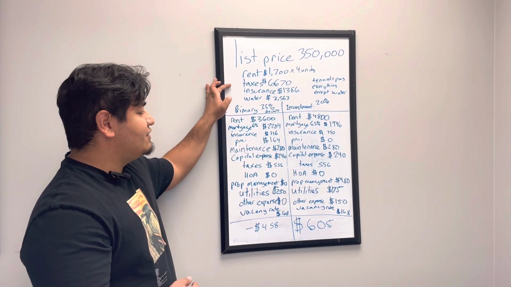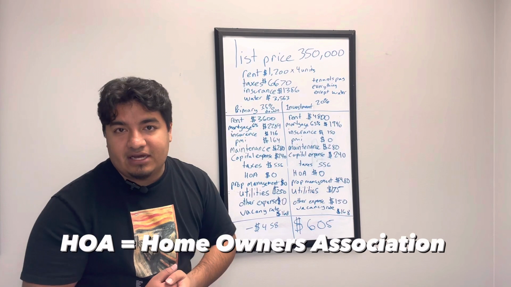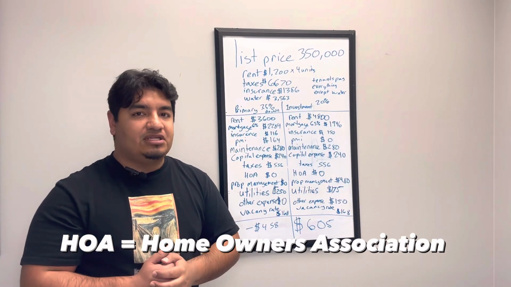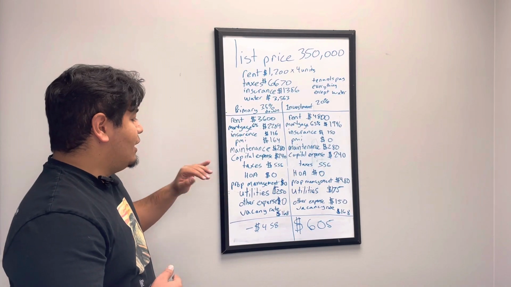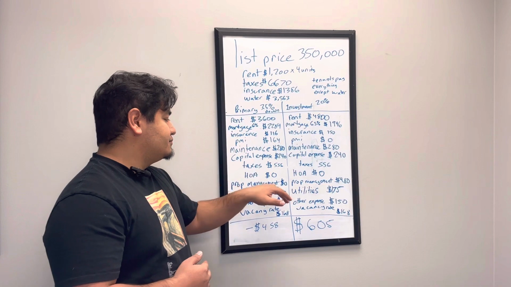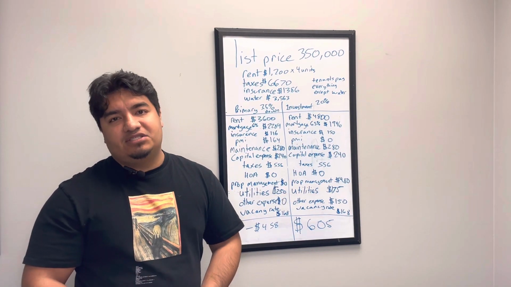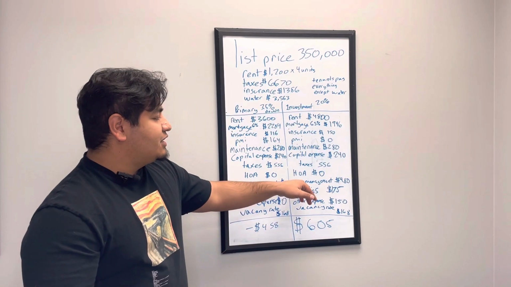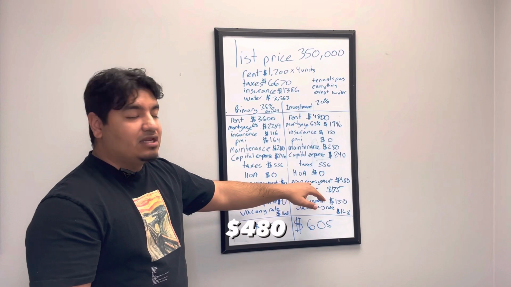So take the taxes divided by 12. That's how I got that. HOA, since it's not in a homeowners association, you don't have to pay any money towards that. So that's 0 on this side. Property management is going to be 0 on this side because you're living in the property. You might as well manage it since you live there. And property management here, I put it as 10%, and that's going to be 480.